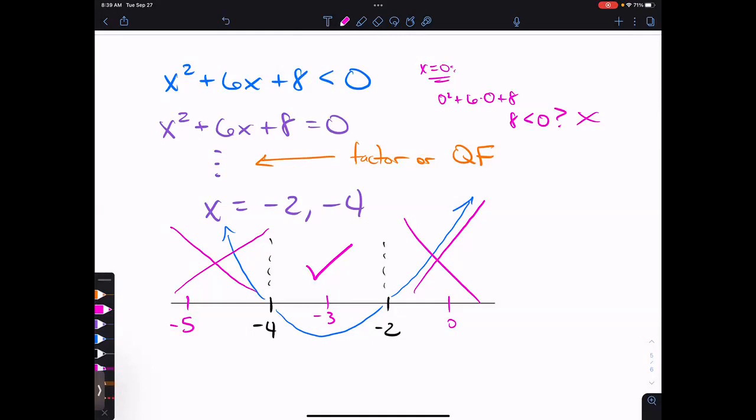The only place where it's true is this stuff here in the middle. So our solution set looks like everything between -4 and -2. Should we keep the endpoints or not? Open or closed, parentheses or brackets? Open because it's not equal to, right? Strictly less than. So because this is strictly less than, my solution set is going to look like this, the open interval from there to there.